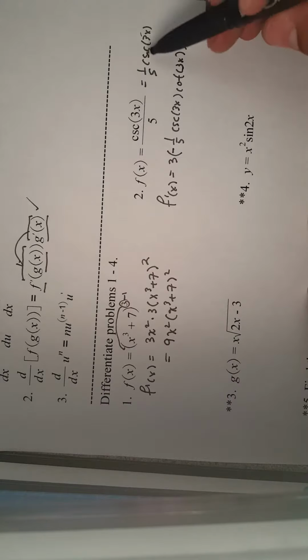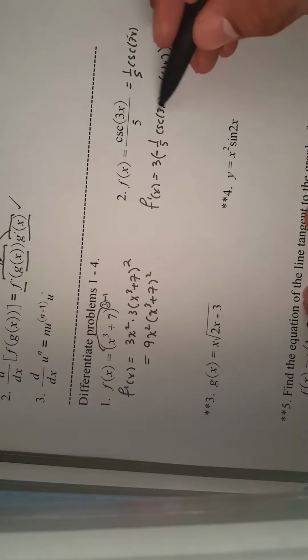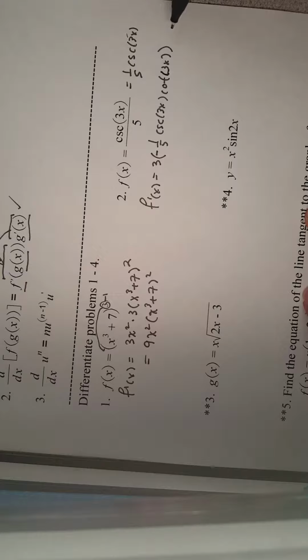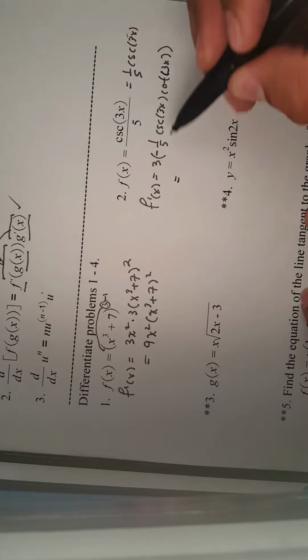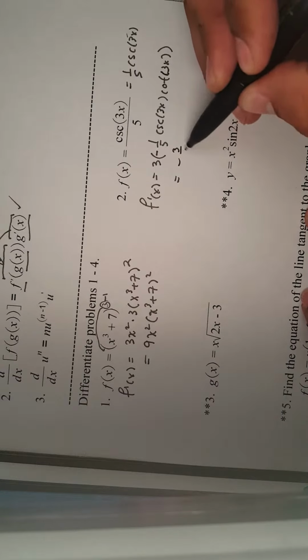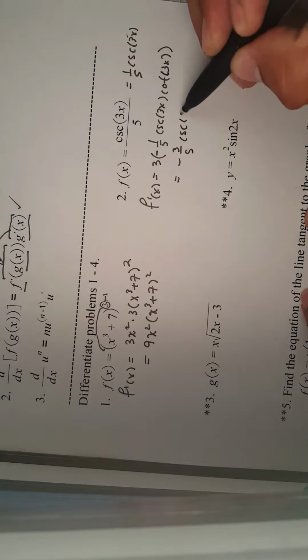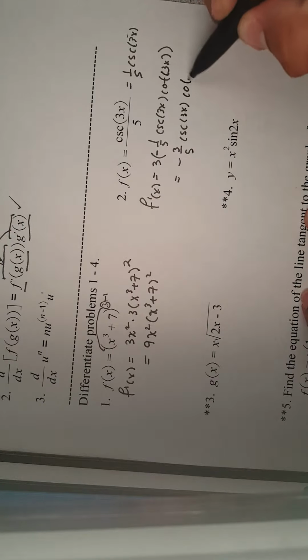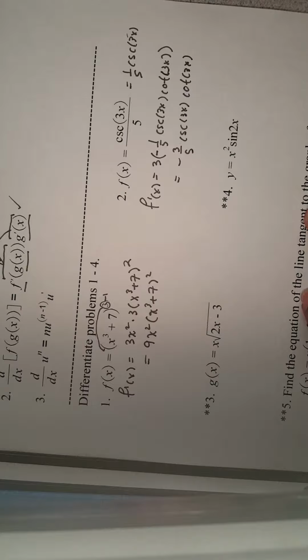Remember, the derivative of cosecant is negative cosecant cotangent. You just have to remember that you have to write the 3x in both of them, leaving the inside alone. So this is the answer, but when we multiply it out, we get negative 3/5 cosecant of 3x times cotangent of 3x.